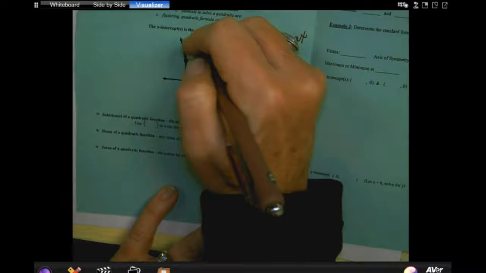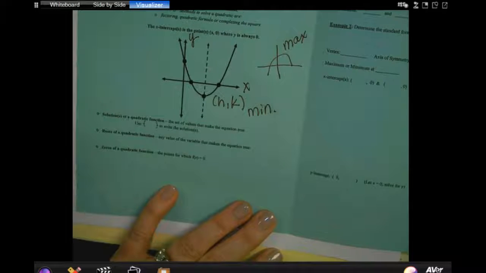So, the vertex is the h and the k. We have the x-intercepts. That's where it touches the x-axis. And then we have the y-intercept where it touches the y-axis. So, if I look at the graph here, the first thing it asks is for the vertex. So, the vertex is here. That would be 2 and negative 9.